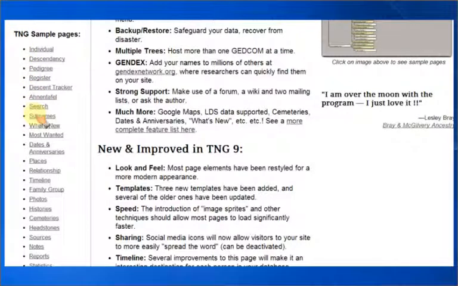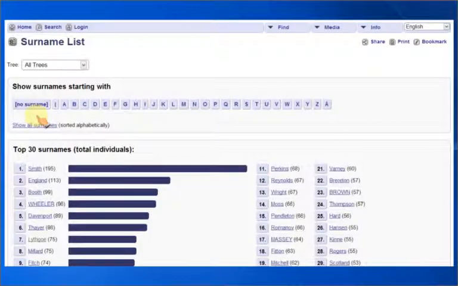Let's now go and explore surnames. Returning to the website home page, click Surnames. On this page we'll see a couple of things. Across the top is the ability to see all surnames starting with a particular letter. This is handy if you know the surname you want to work with.